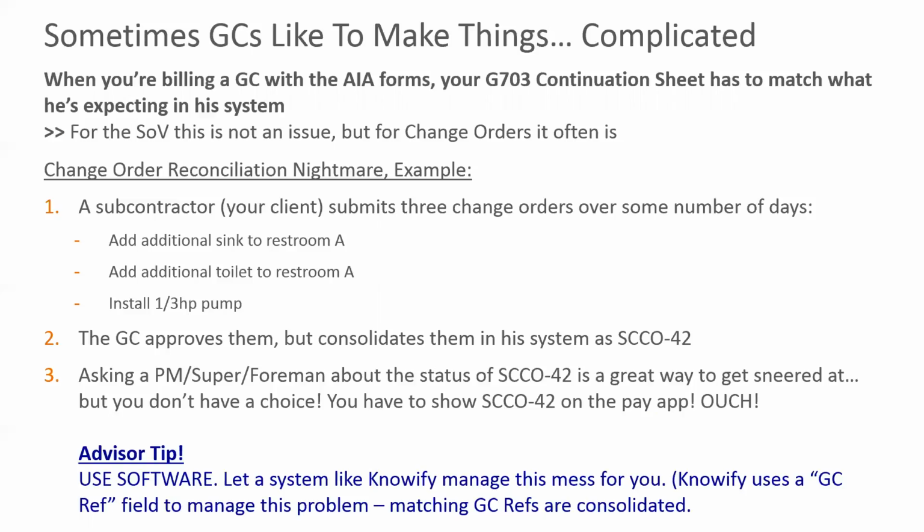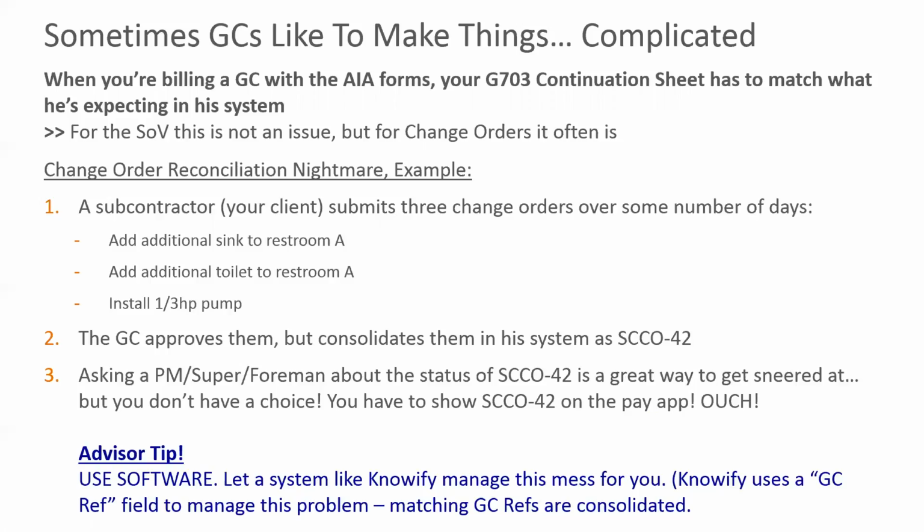Now, here's the problem. I'm sure you guys are anticipating this already. Your own people are going to have no idea what SCCO-42 means. But that doesn't mean that SCCO-42 doesn't matter a lot to you, because if you're not actually putting that on your AIA document, if you're not saying we are 50% of the way through SCCO-42, then your GC is never going to pay you for it. So what happens is you now have a very hard time figuring out what you need to bill for, and yet you have to, because the GC won't pay you, you have to include that actual reference on your pay app.